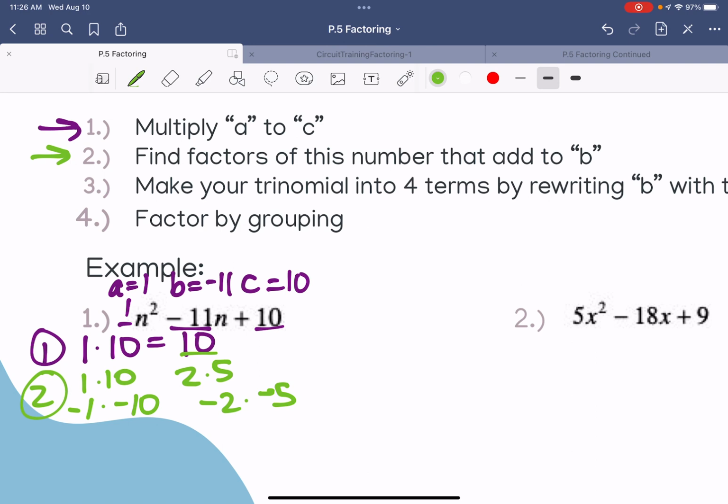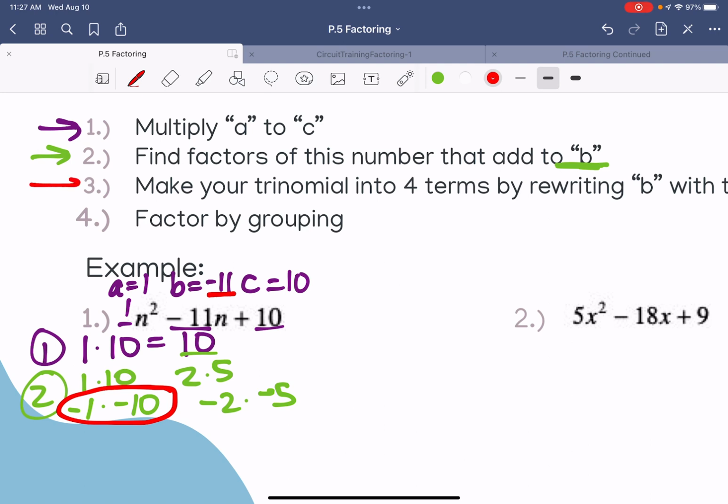So it says find factors of this number, here we have, but we want the ones that add to B. Okay, so let's look at this. They need to add to B. So our B value is negative 11. So which of these 4 options? 1 plus 10 is positive 11, so it's close, but it's not the correct one. 2 plus 5 is 7, so that's not correct. And if you go through your options, this is the one. Negative 1 plus negative 10 will equal negative 11. So that's the option I choose.